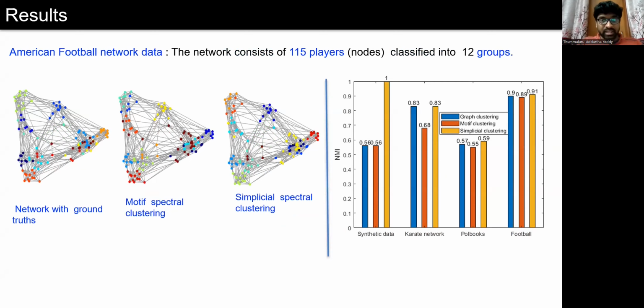We similarly test our algorithm on another multi-class data, that is the American football data, that contains 115 nodes classified into 12 groups. Here nodes correspond to the players. To compute the node assignments, we follow a similar procedure explained earlier using the eigenvectors of the normalized Laplacian. We apply k-means on the eigenvectors of the normalized Laplacian, then compute the NMI. We can see that the proposed method achieves the highest clustering accuracy, thus highlighting the importance of higher order information while clustering.